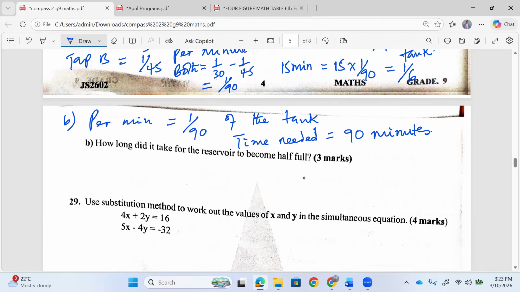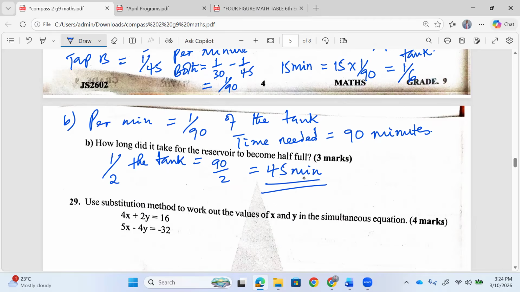Then we ask ourselves, what about half the tank? Then to fill half the tank now, they need 90 divided by 2. They need 45 minutes. So that when they work for another 45, they fill the remaining half and the tank shall be full.